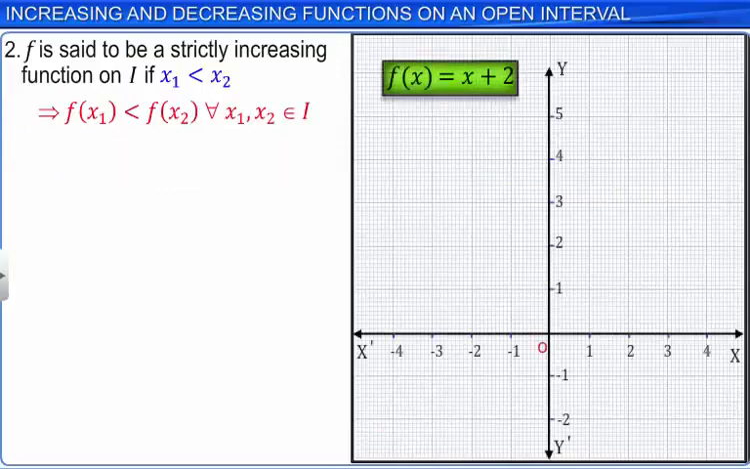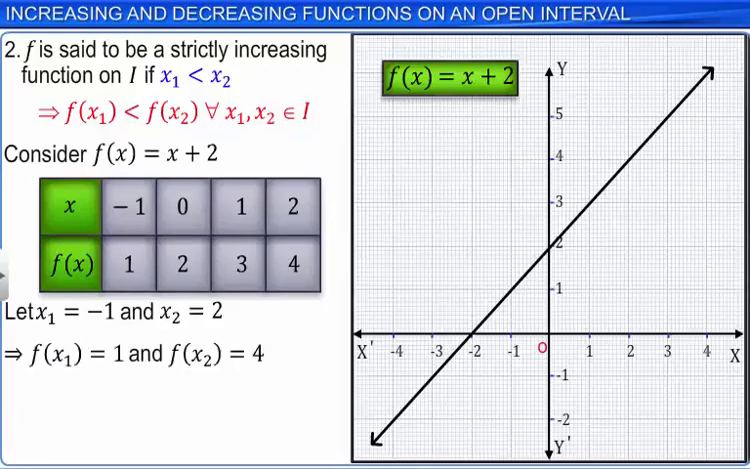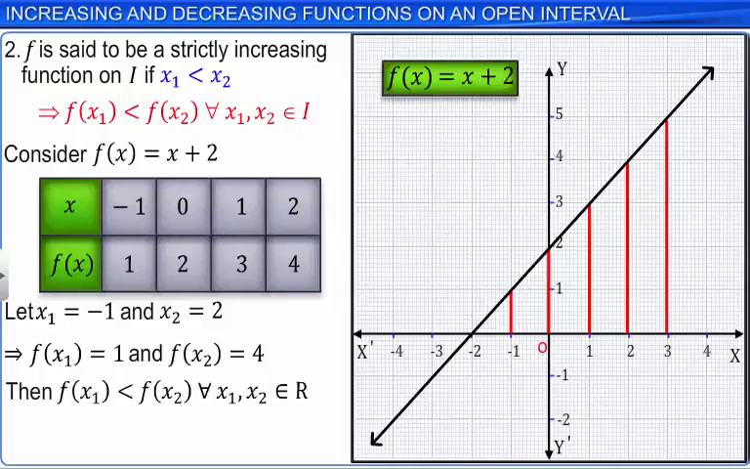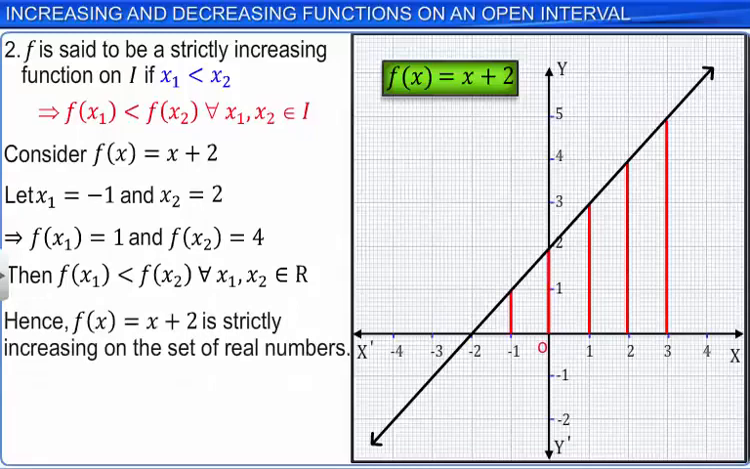Take a look at the graph of the function f(x) = x + 2. For every value of x, we get a different value for f(x), and as the value of x is increasing from -1 to 2, the value of f(x) is increasing from 1 to 4. So, for every x1 < x2, we have f(x1) < f(x2). Hence the function f(x) = x + 2 is strictly increasing on the set of real numbers.